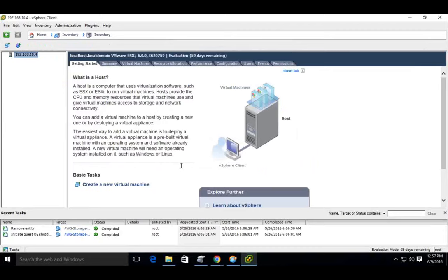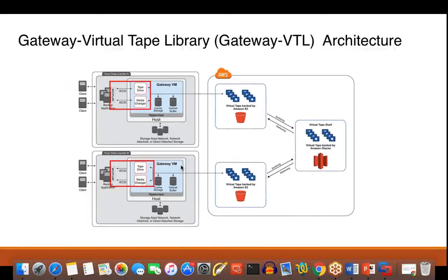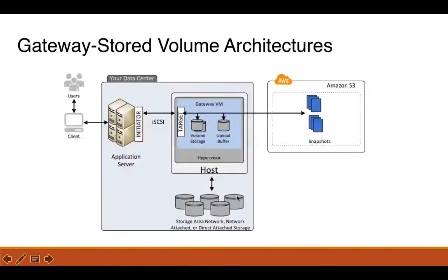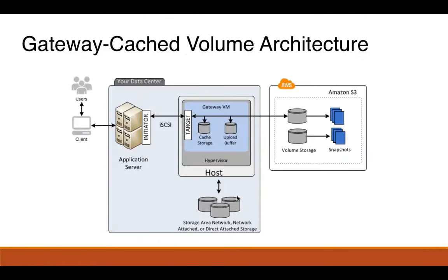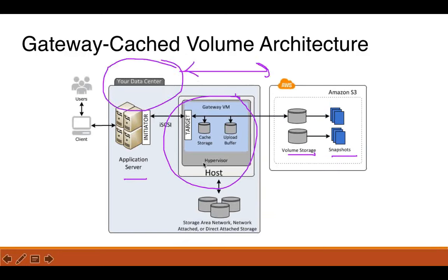The example that we'll be discussing would be this one: the gateway cached volume architecture. Here, we'll have our application server. We'll create the entire storage gateway, which is a virtual machine that I will be running on my ESXi. We'll create the volume storages, and also the snapshots, and we'll see how this communication happens. So right now, I'll create a virtual data center where I would be installing the gateway virtual machine.